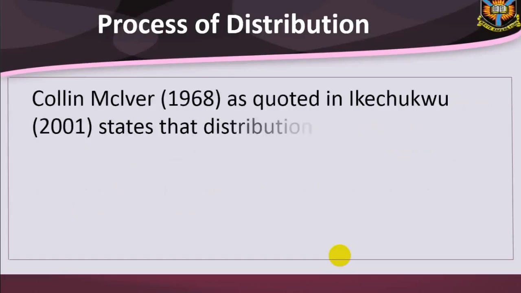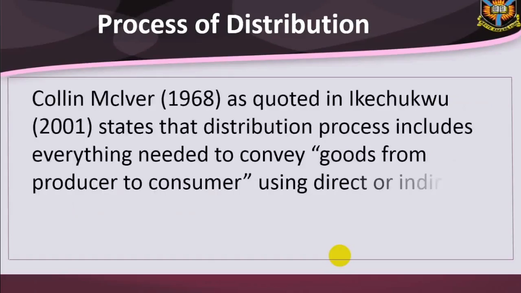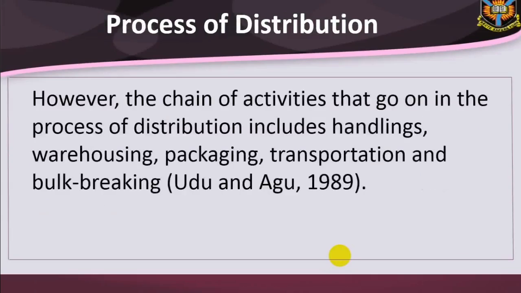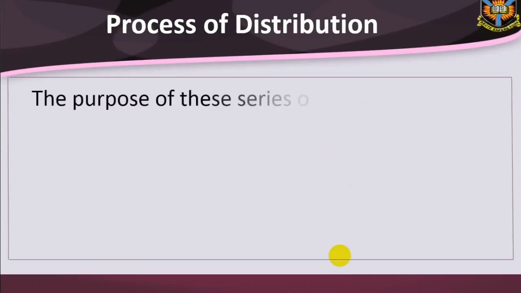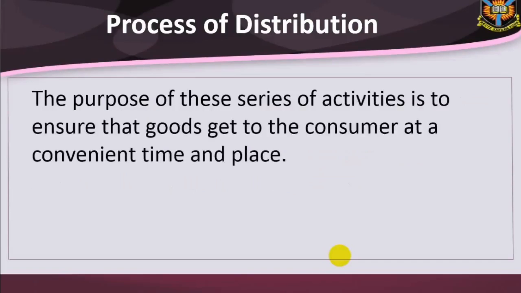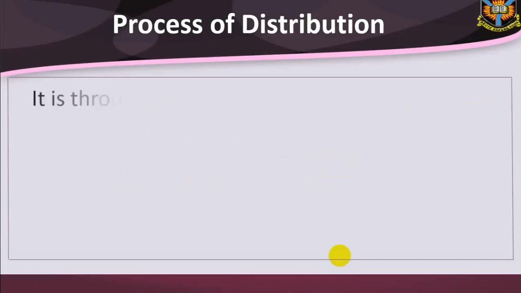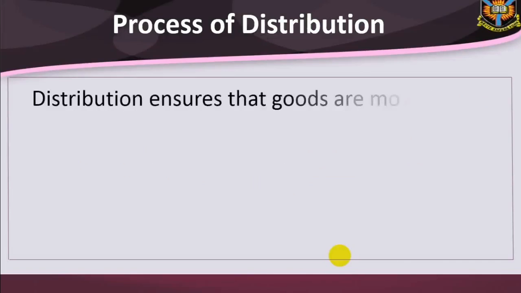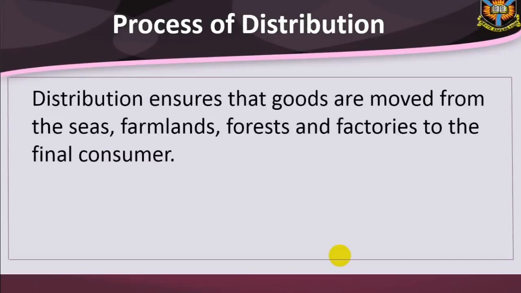Colin McLear, 1968, as quoted in ECO314SS8, states that the distribution process includes everything needed to convey goods from the producer to the consumer using direct or indirect methods. However, the chain of activities that go on in the process of distribution include handling, warehousing, packaging, transportation, and bulk breaking. The purpose of this series of activities is to ensure that goods get to the consumer at a convenient time and place. It is through the process of distribution that the gap between the producer and the consumer gets bridged. Distribution ensures that goods are moved from the sea, farmland, forests, and factories to the final consumer.